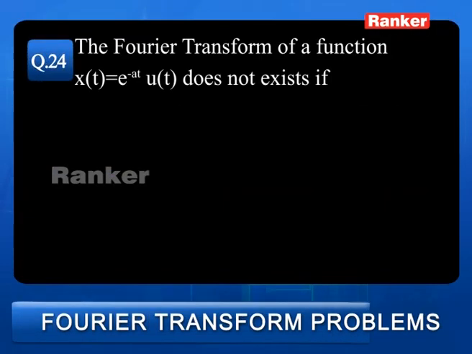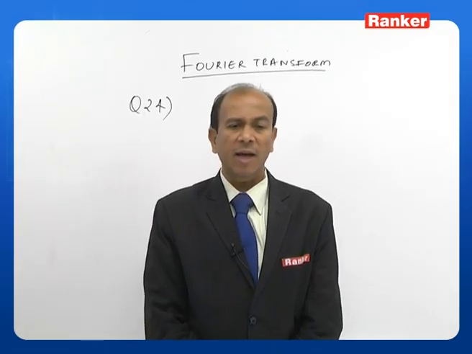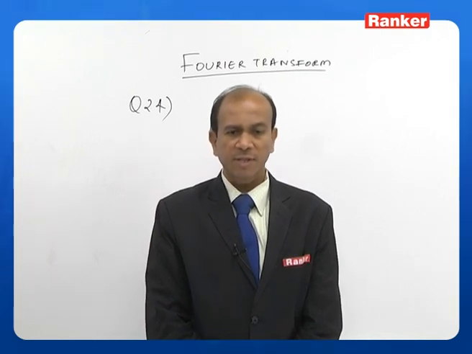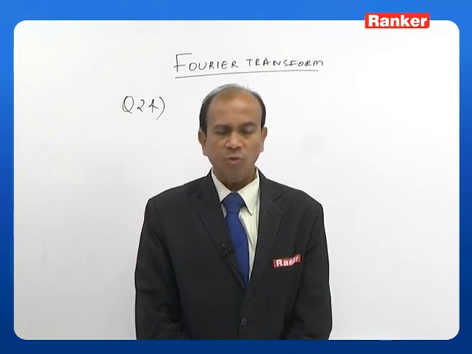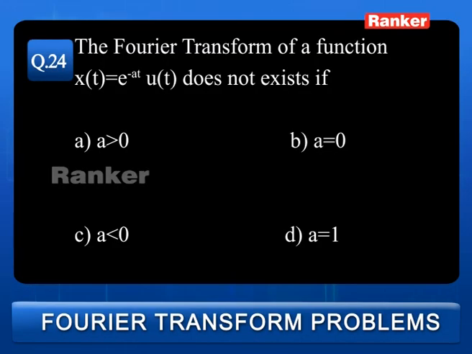Next question is, the Fourier transform of a function x of t is equal to e to the power of minus at u of t does not exist if A. a is greater than 0, B. a is equal to 0, C. a less than 0, and D. a is equal to 1. The answer is, we cannot have the value of a less than 0. So, the Fourier transform for this exponential function, e to the power of minus at u of t, exists only if C, that is a less than 0. So, the answer is C.